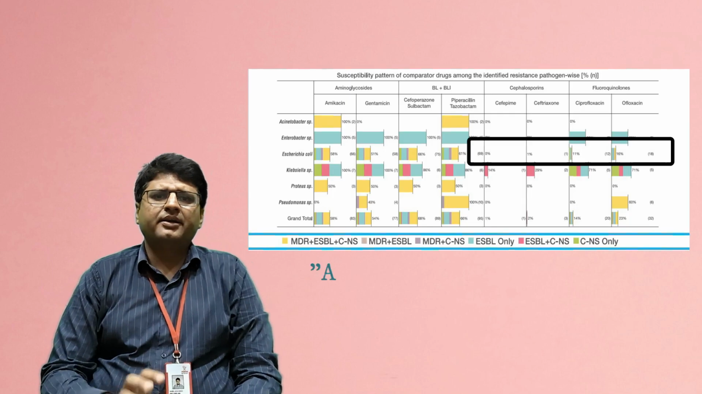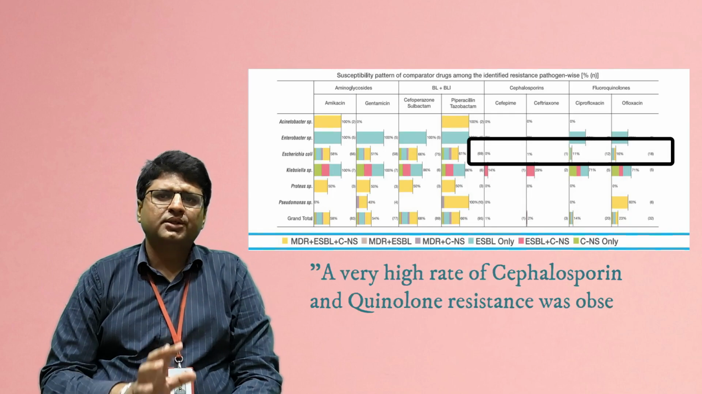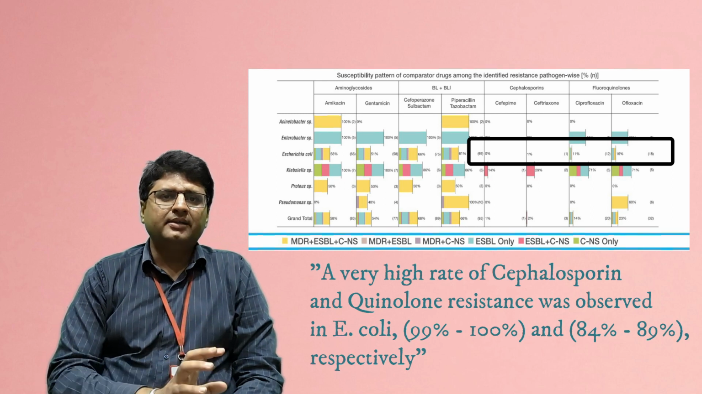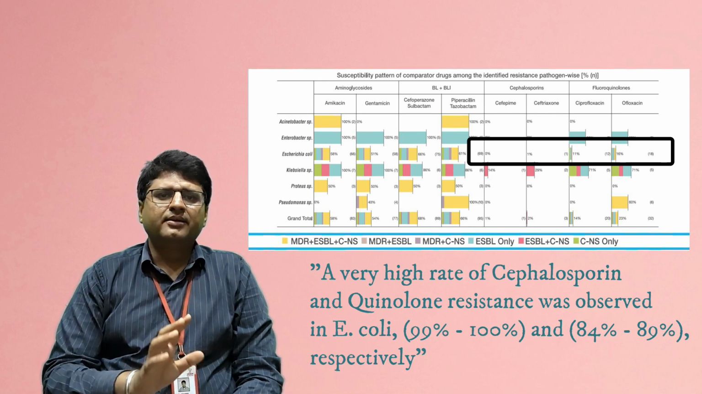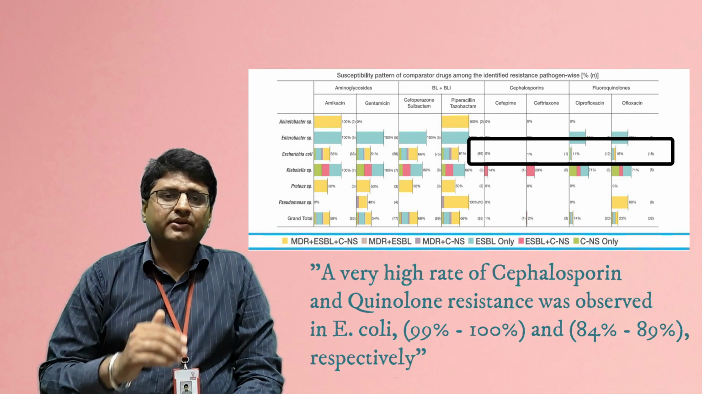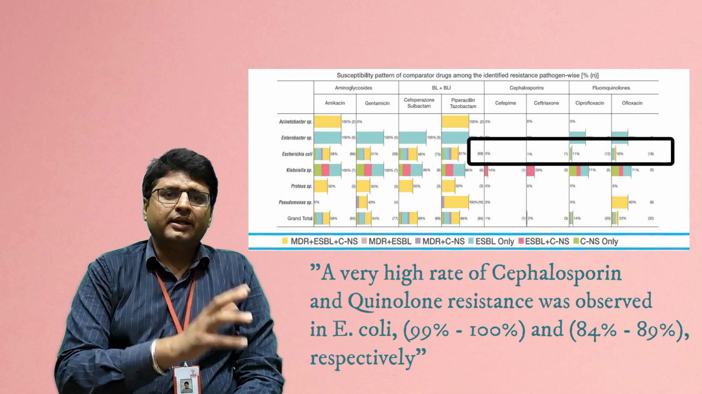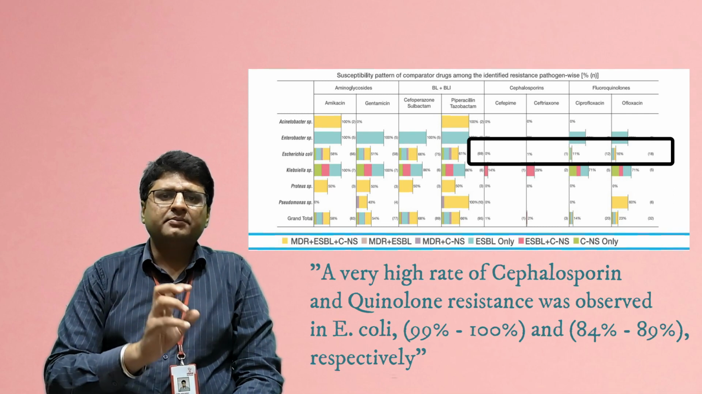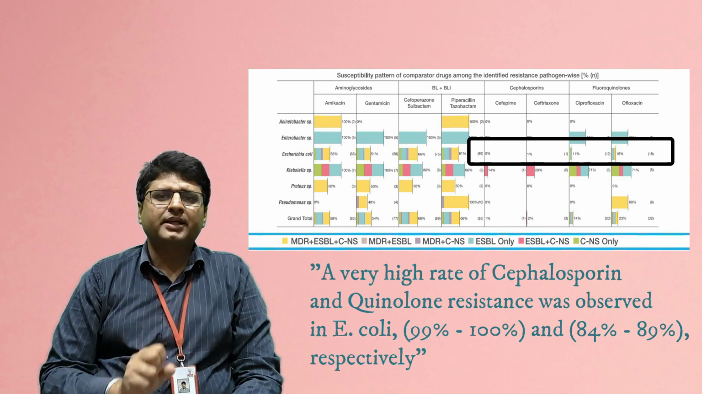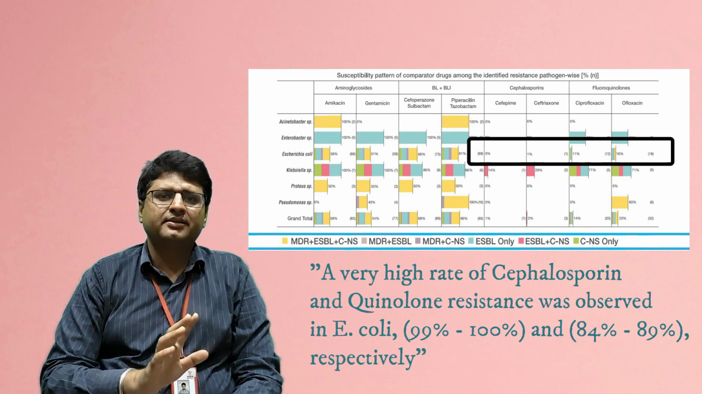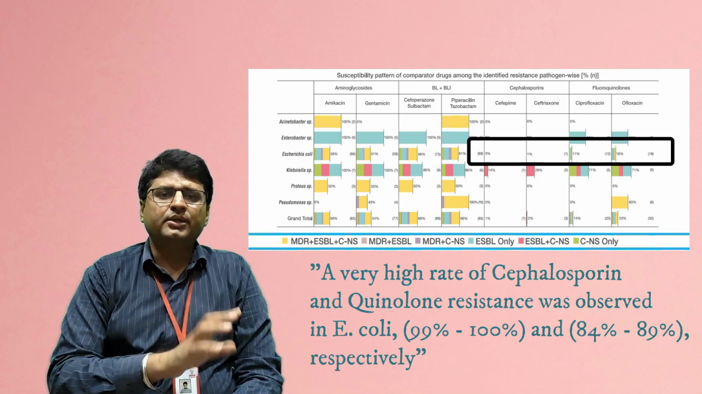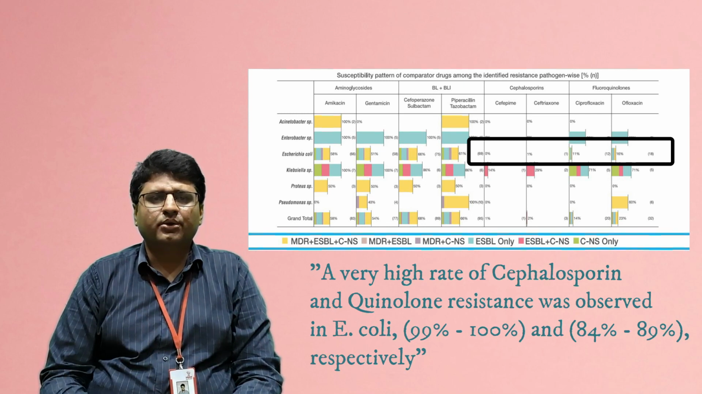And a very high rate of cephalosporin and quinolone resistance was observed in E. coli, that is 99% to 100% and 84% to 89% respectively. So cephalosporin resistance in E. coli was 99% to 100%, and similarly quinolone was 84% to 89% resistant. So this data again highlights a high rate of resistance in E. coli for cephalosporin and quinolones.